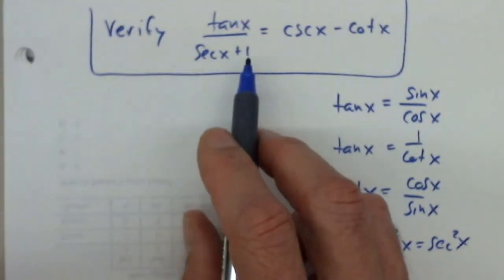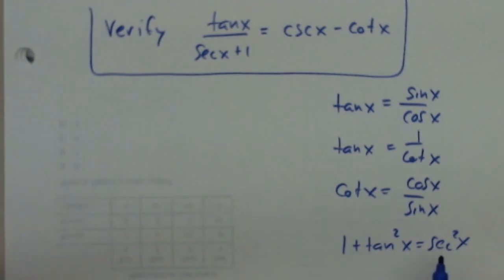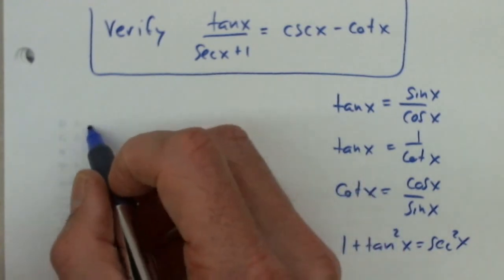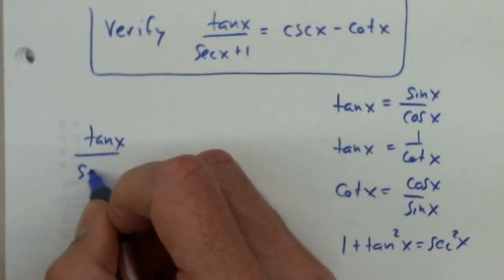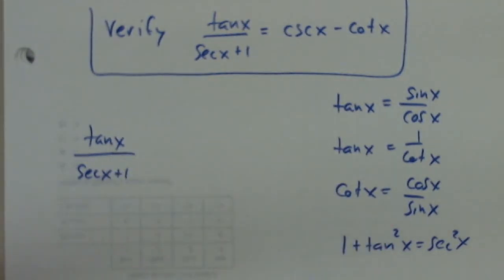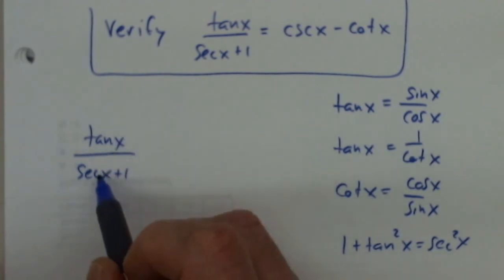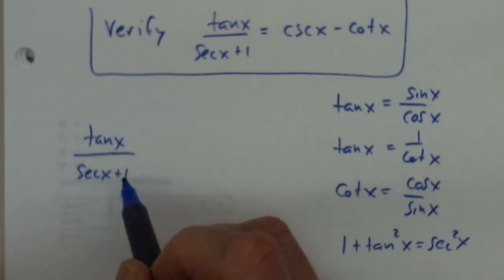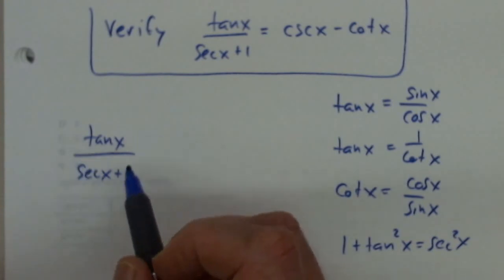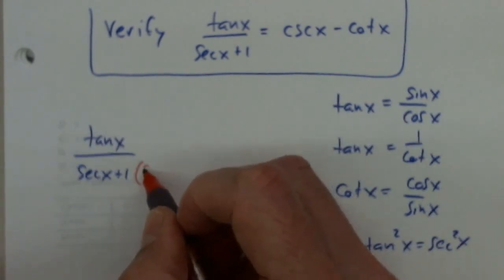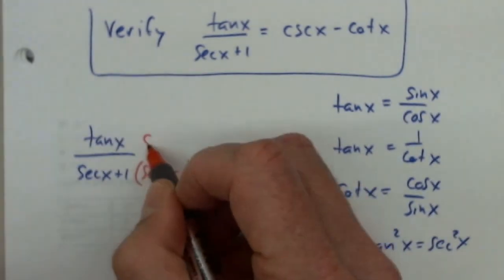If we have secant plus 1, and we need to get secant squared minus 1 down here, we can multiply that to create a Pythagorean identity. Also remember that if you have addition in the denominator, we can't break this up into tangent over secant plus tangent over 1. That doesn't work. It's only if we have one term in the denominator that we can split the expression like that. So let's multiply by secant minus 1.